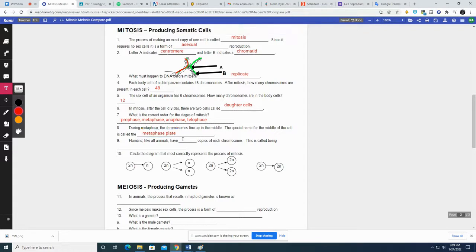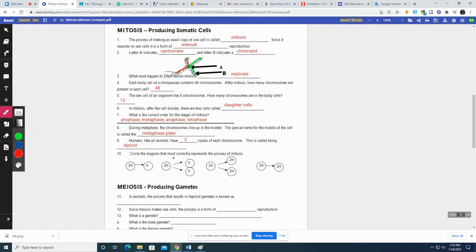9. Humans, like all animals, we all have 2 copies of each chromosome. We get one from mom and we get one from dad. And remember, if you have 2 of each, that's called being diploid. If you only have 1 of each, or half, that would be haploid.